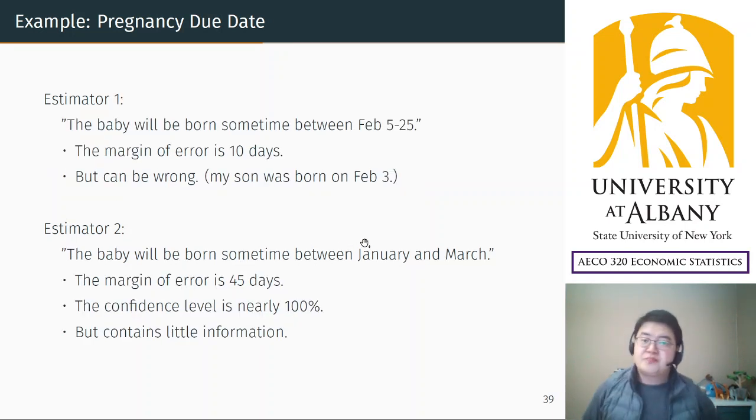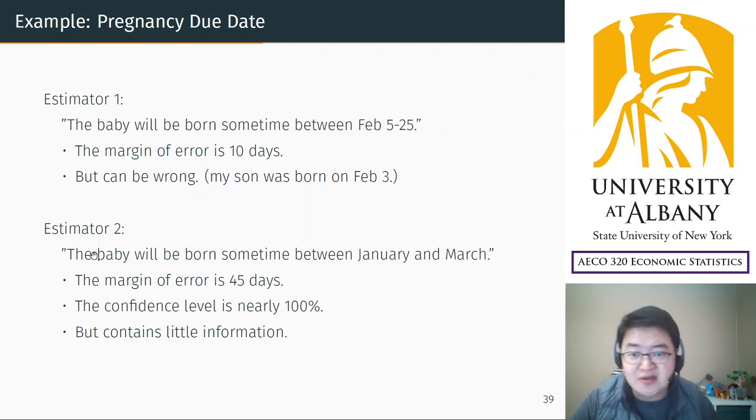So then let's compare these two. What just happened? Why do I ask you these questions? Estimator 1 had a margin of error of 10 days. The due date was February 15th, but it allowed plus or minus 10 days around the due date. But it can be wrong. My son was born on February 3rd.